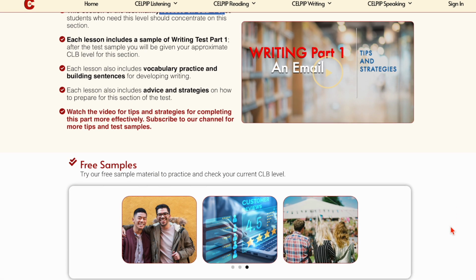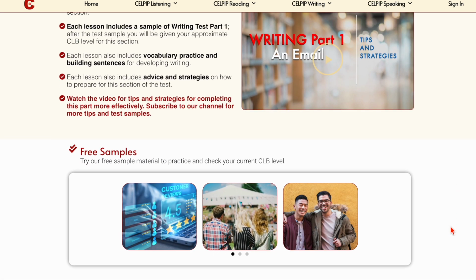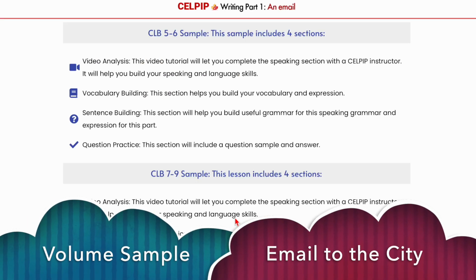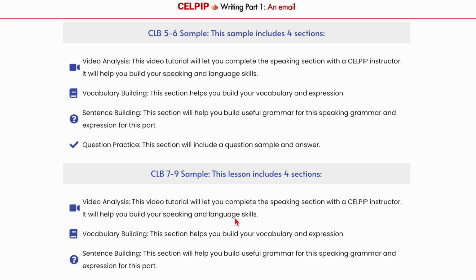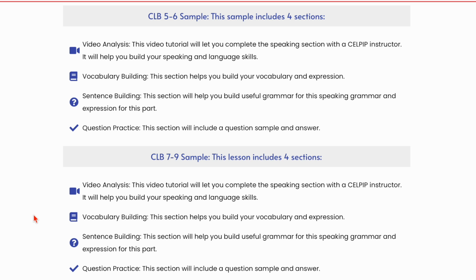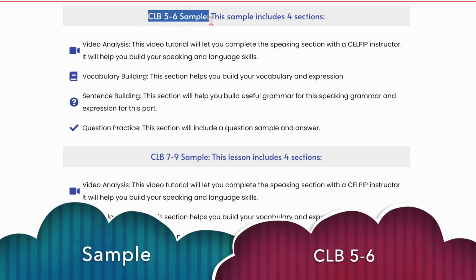Okay, then now let's get started with today's example. Email to the city. Great. Now here we are in the front page of this sample, and you'll see that we have two levels of writing. We have CLB 5, 6, and we have CLB 7, 9. This example will be CLB 5, 6, okay?